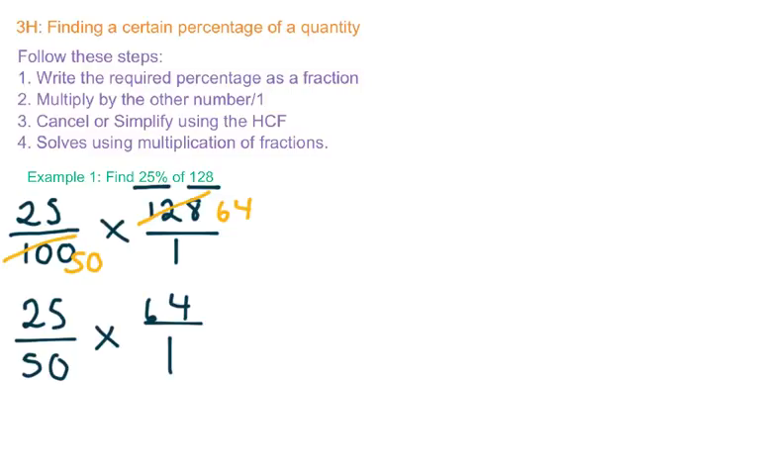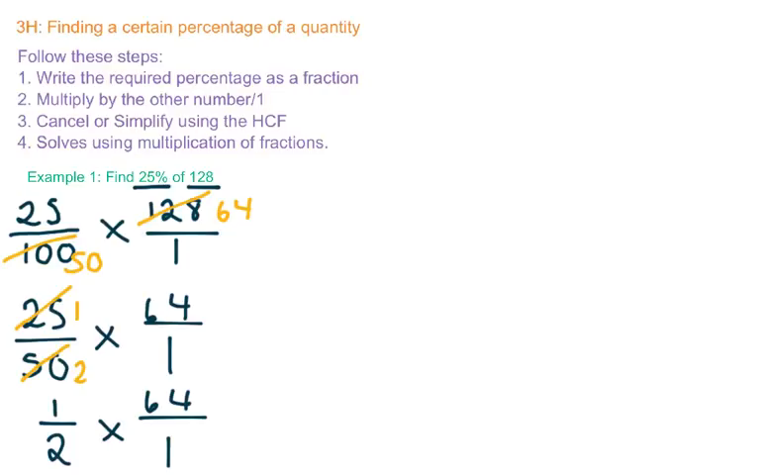Now before I move on to step 4, I'm going to see if I can simplify it any further. I'm now going to focus my attention on the 25 over 50. I know that 25 goes into 50 twice, so I'm going to go 25 goes into 25 once, and 25 goes into 50 twice. Now I'll rewrite the equation so we can check to see if we need to simplify it any further. We now have 1 over 2 times 64 over 1.